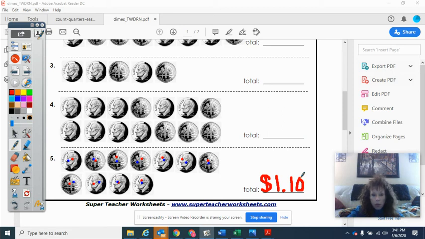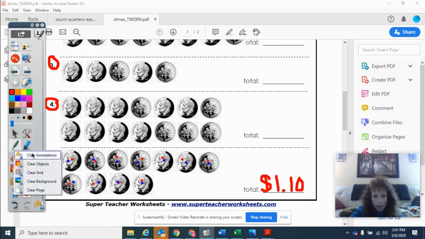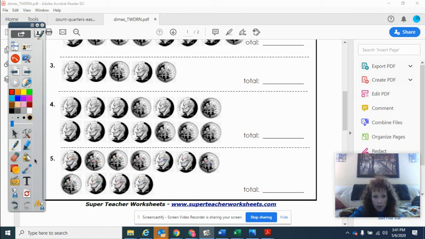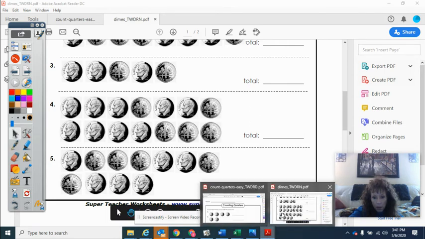Okay, so I've done 1, 2, and 5 with you. I want you to do 3 and 4 on your own. You can write your answer and then send it back on Seesaw or take a picture and have Grandma or Grandpa send it back. All right, the next one we're going to do is quarters. Oh, that was dimes again.